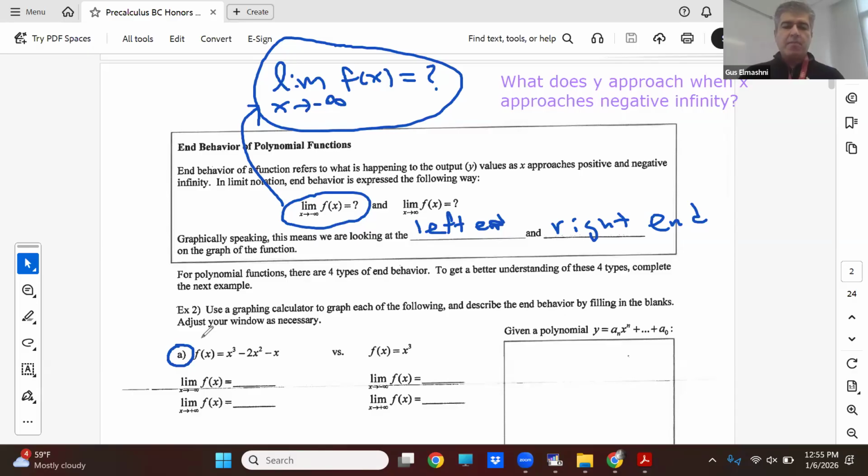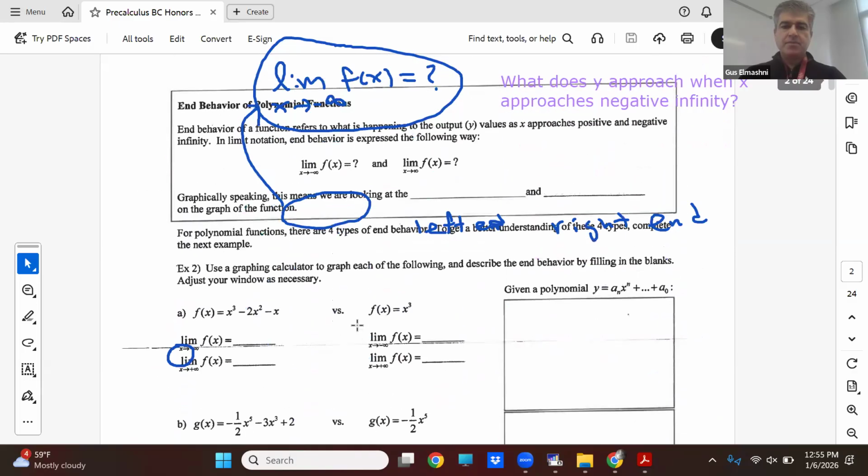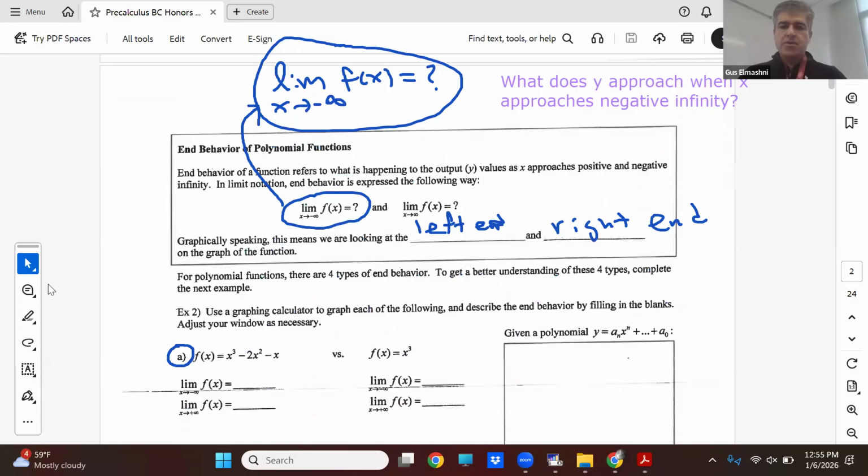So let's take a look at part A here. Now you could graph this in Desmos. You can. I kind of know what's going to happen here. So I won't move the screen. We'll do this here. We'll start with this one. You guys should know generally what y equals x cubed does. What does that do generally? It's like a snake, right?